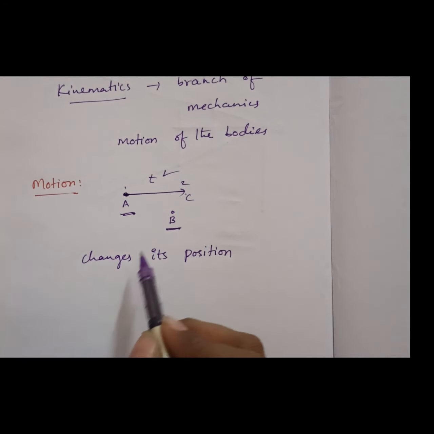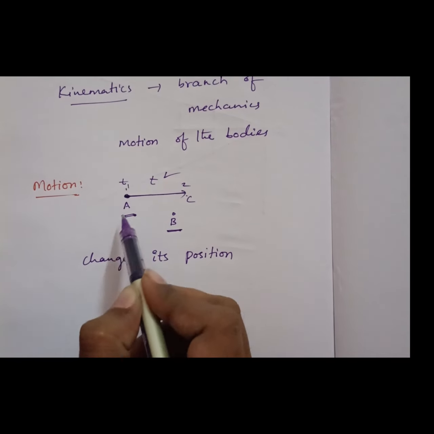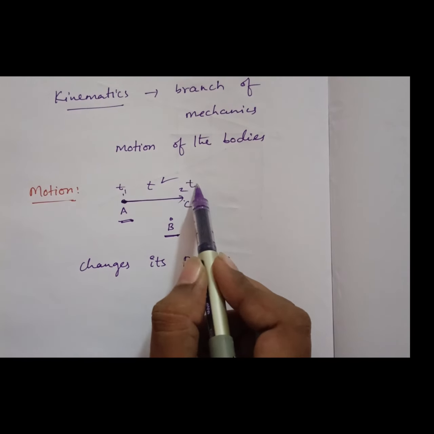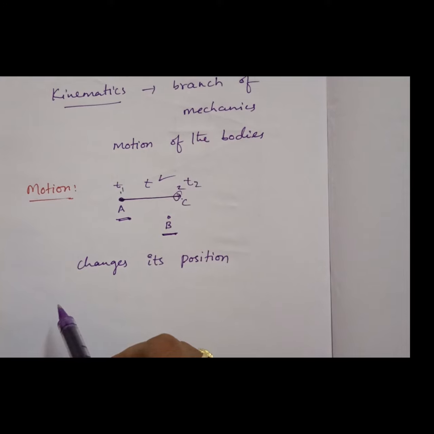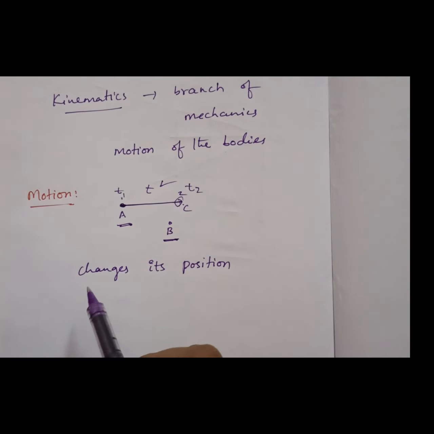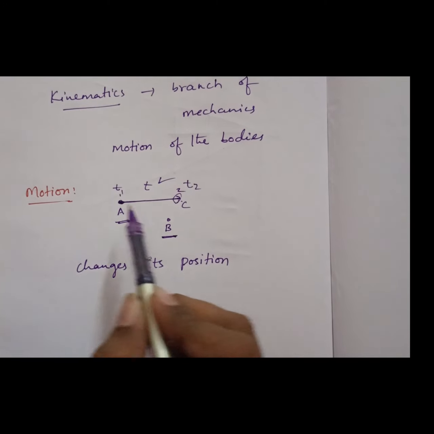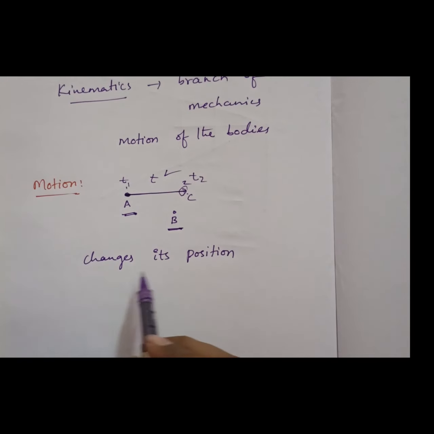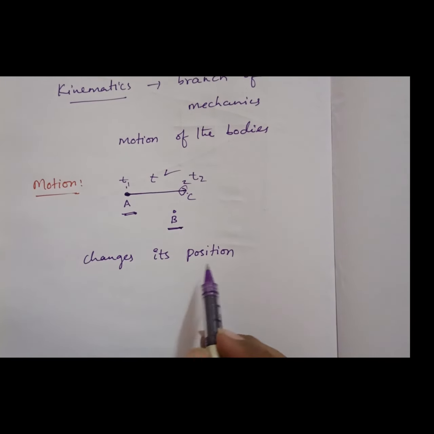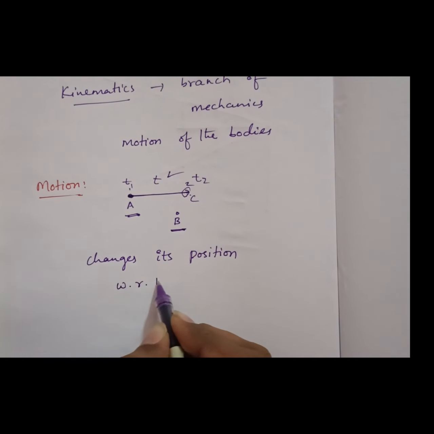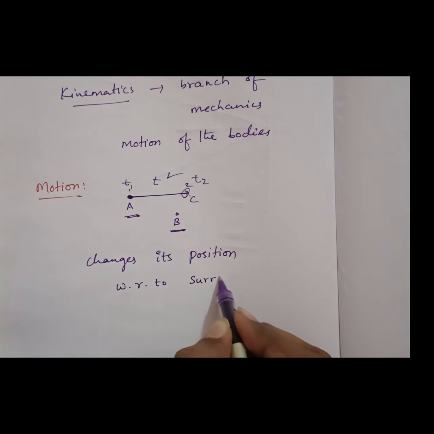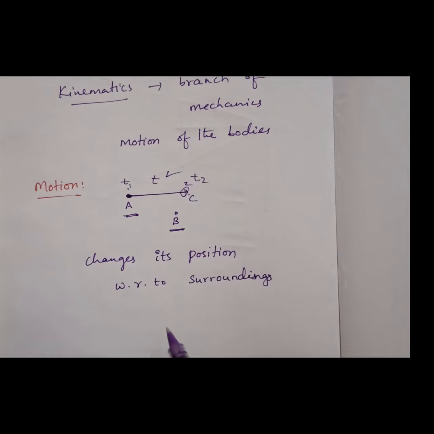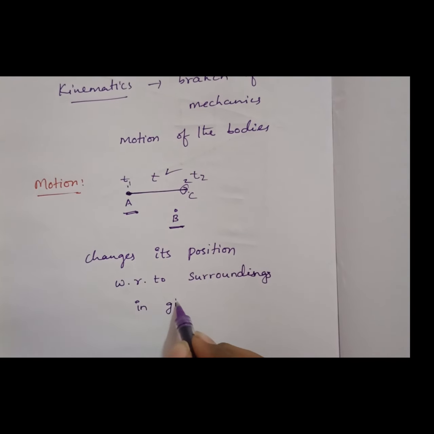Who is saying that A changed its position? B is saying that at a particular time t1 he is at this point, and after some time, at t2, he comes to another point. So with respect to B, A changed its position. So we can define motion: when an object changes its position with respect to surroundings in a given time.